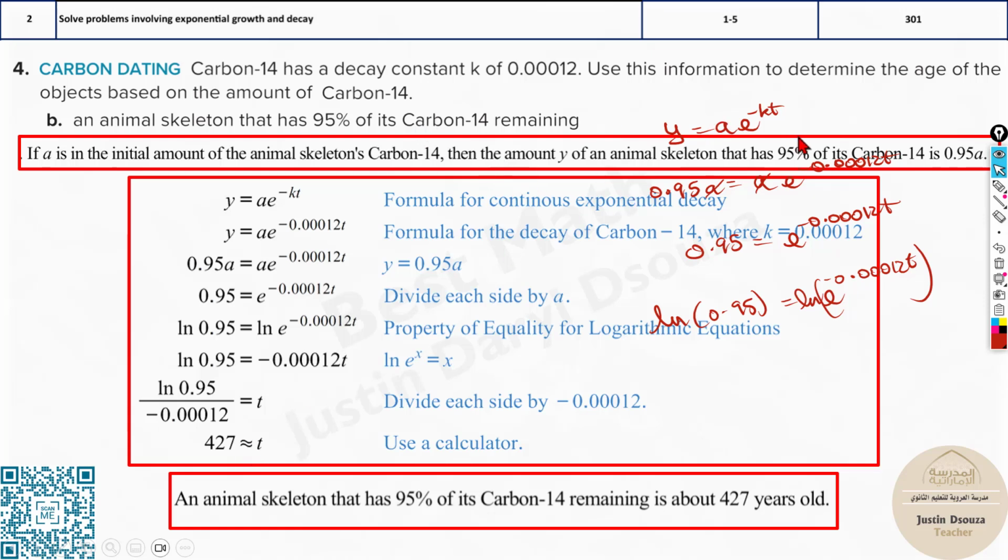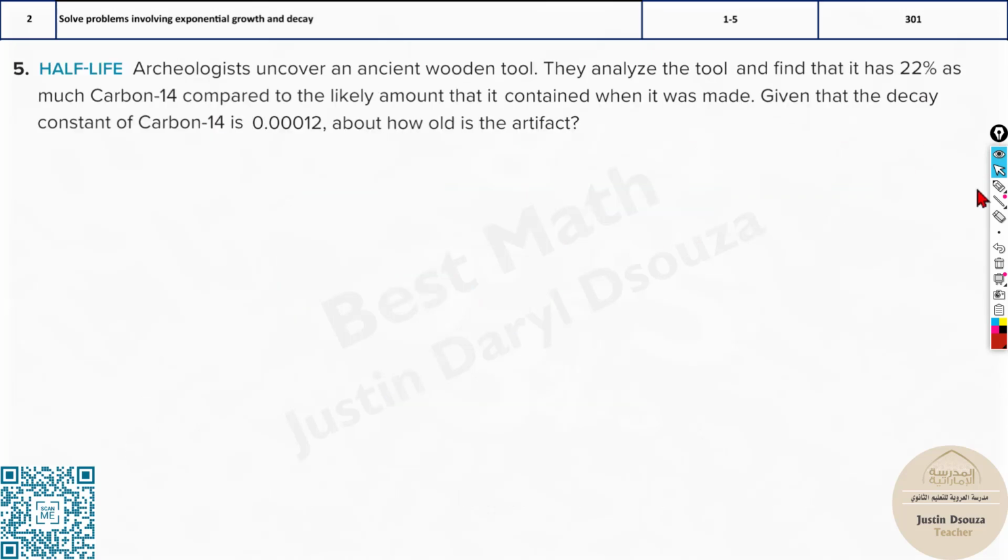They have not mentioned anything about the decimals. So just write 427.44. Don't write many decimals, just 2 is enough. Maximum 2 or 1 is enough. Even if you write whole number, it's okay. So that's how we solve these problems. And this is the last problem in this.